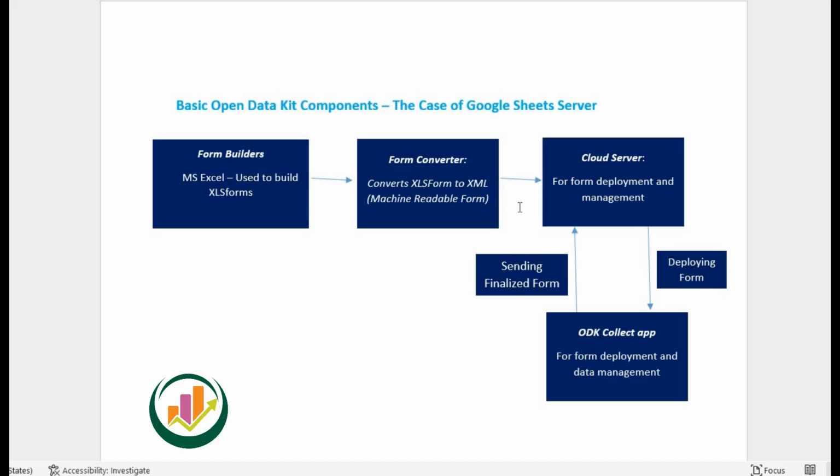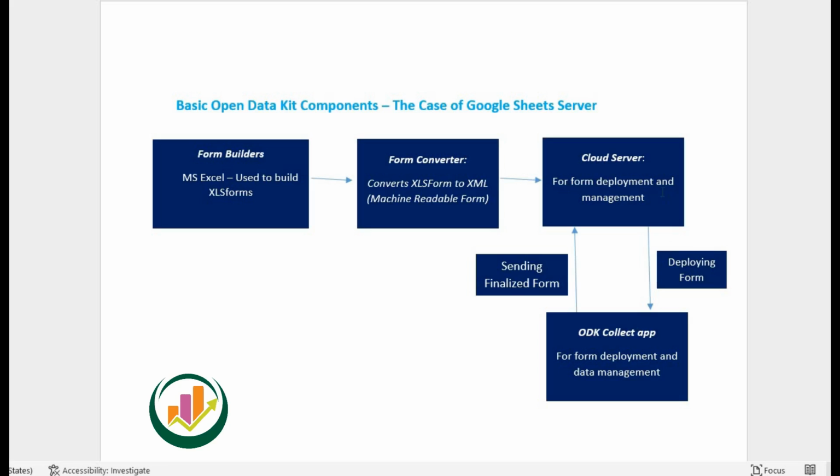Apart from the form converter, we have the cloud server. Here is where data is usually sent after an internet connection is found. The cloud server is used for form deployment and management. Form deployment basically refers to making your form available in the Open Data Kit app to be used in the data collection process. To illustrate this process, we have an arrow moving down to the ODK Collect app.